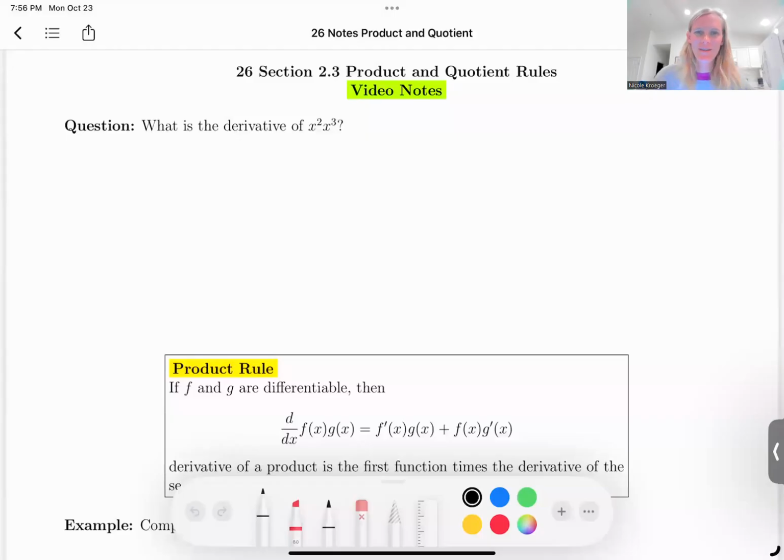Today, we're going to learn how to deal with products and quotients of functions and how we take the derivatives. Let's start with an example here. So we have x squared times x cubed. You might jump into this problem and say, okay, well, I know the derivative of x squared is 2x and the derivative of x cubed is 3x squared. And so I just multiply those together to get 6x cubed.